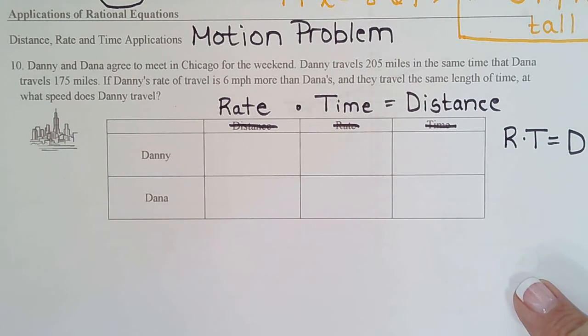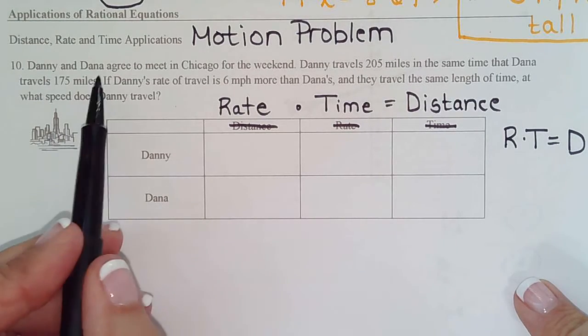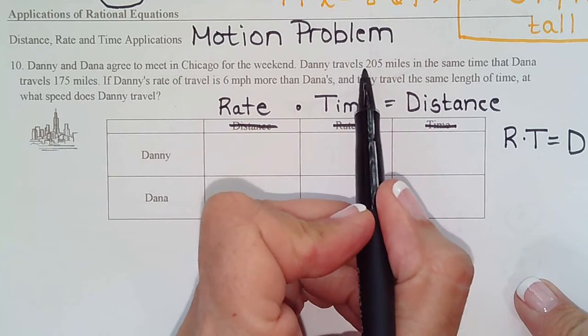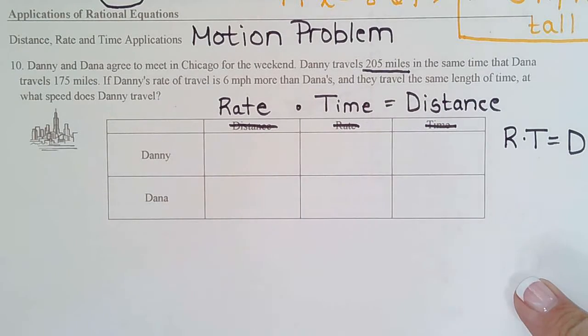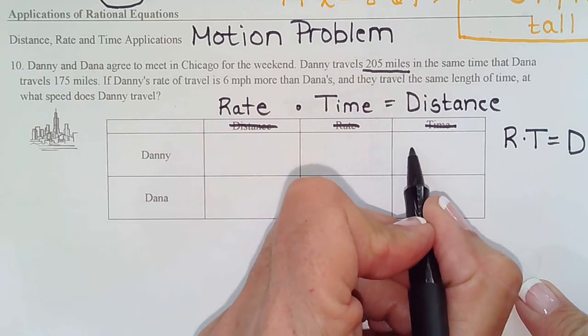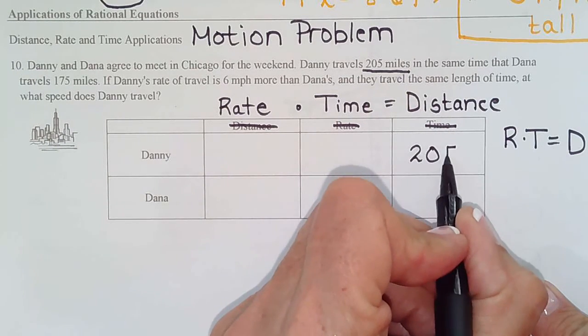So look at the units on the number. Danny and Dana drove to Chicago. Danny travels 205 miles. Miles is distance. So I go to Danny, and under distance, I write 205.